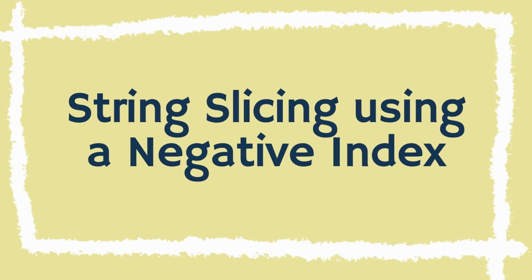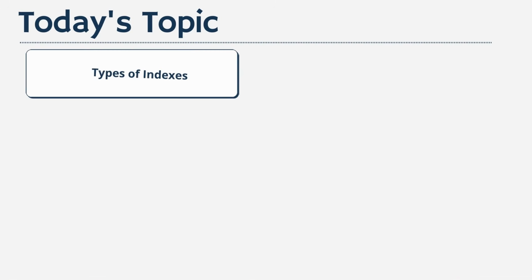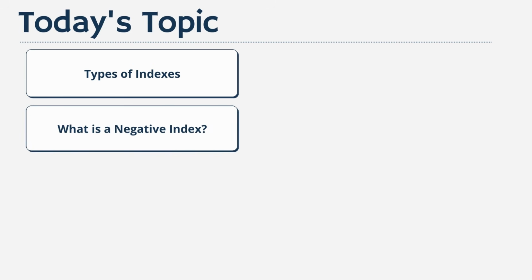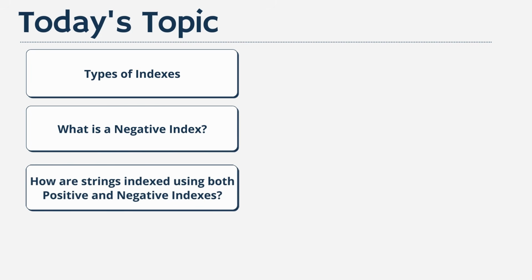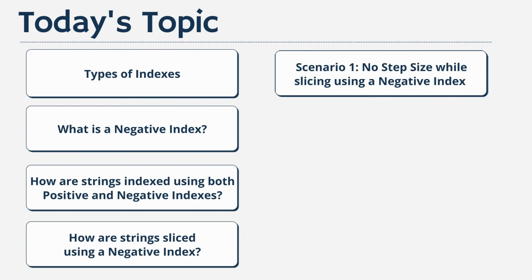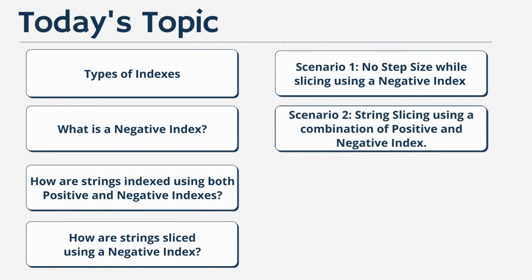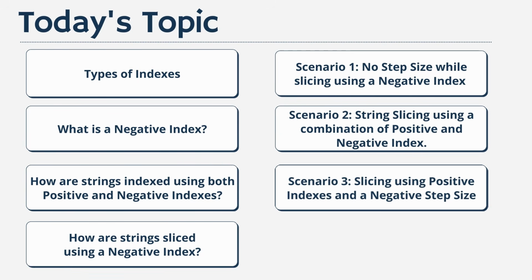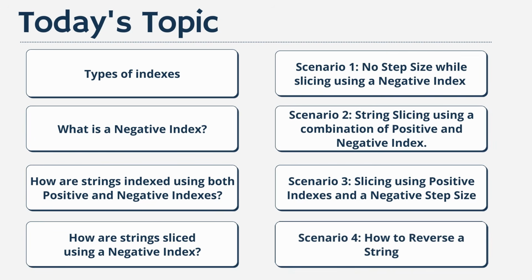In today's video, we will be discussing types of indexes, what is a negative index, how are strings indexed using both positive and negative indexes, how are strings sliced using a negative index. Scenario 1: no step size while slicing using a negative index. Scenario 2: string slicing using a combination of positive and negative index. Scenario 3: slicing using the positive indexes and a negative step size. Scenario 4: how to reverse a string.